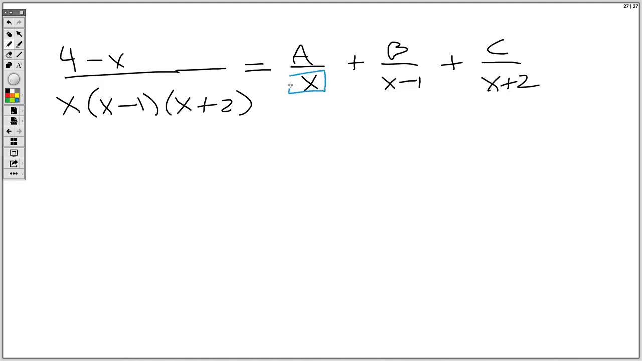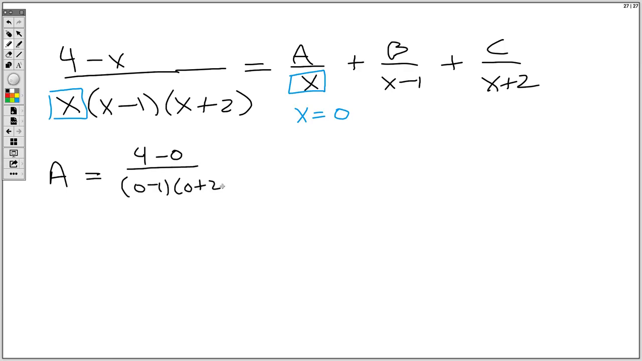What value of x makes this denominator 0? x equals 0. So I'm going to go over here and cover up that factor. To get A, I'm going to plug 0 into the rest. I get a negative 4. So A is going to be, excuse me, not negative 4, negative 2.